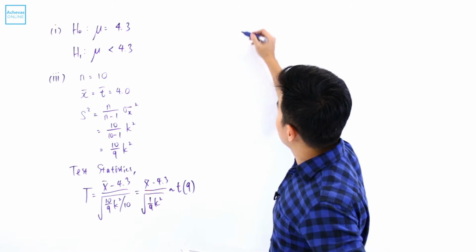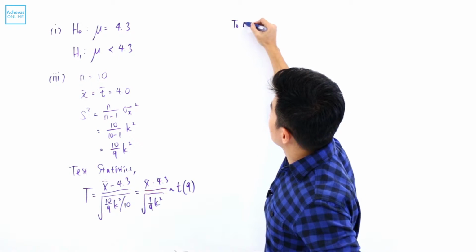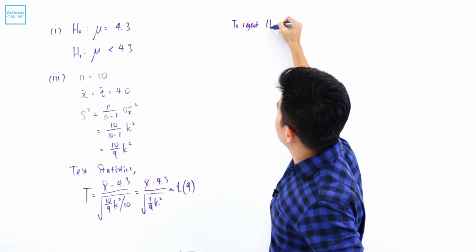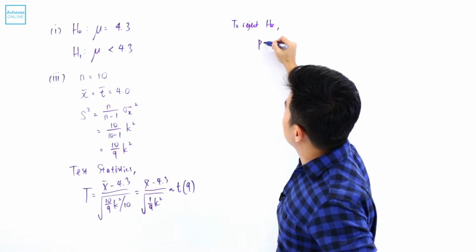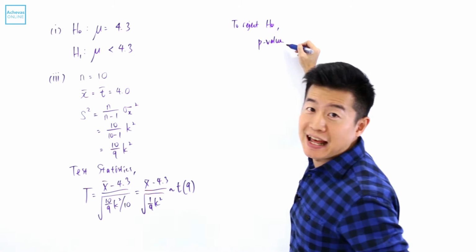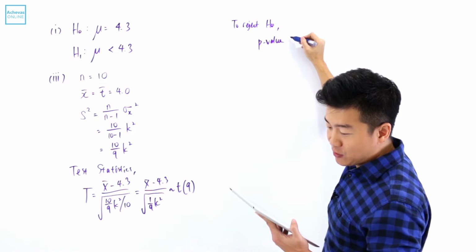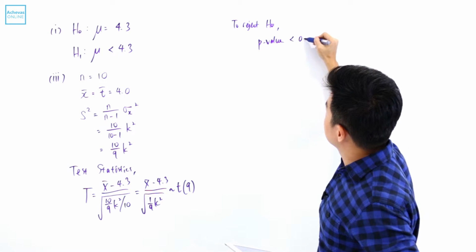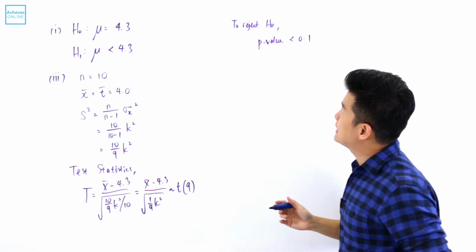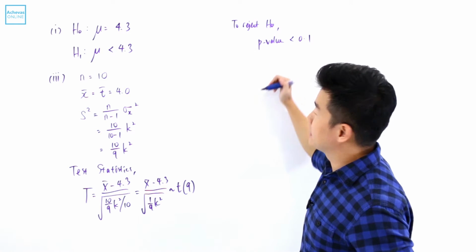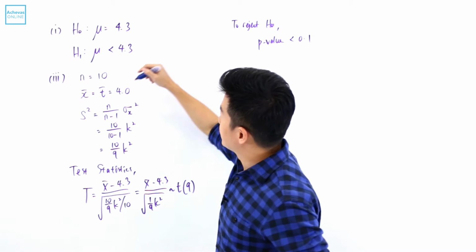It is given to me by the question that I'm supposed to reject the null hypothesis, which means that the p-value must be less than the level of significance of 10%. So this must be less than 0.1. It is important for us to know how to calculate the p-value. In this case, it is a left tail test.